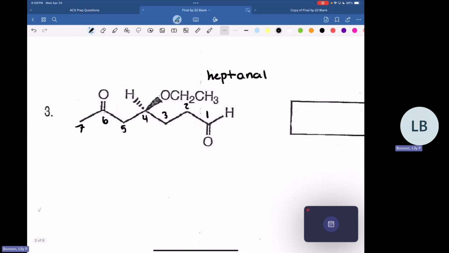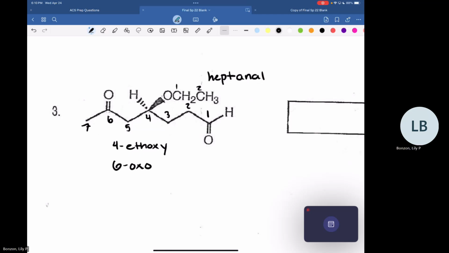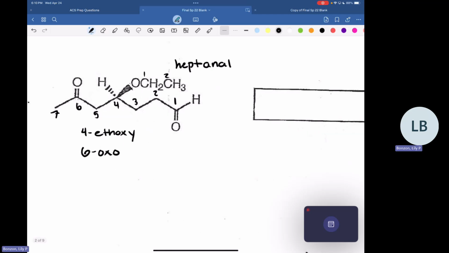Otherwise, we've got a few substituents. Remember that ethers are going to be named as alkoxy. So this is going to be 4-, there's 2 carbons, so it's going to be ethoxy. And then 6 is a ketone, and that's going to be the oxo group. So those are our substituents.